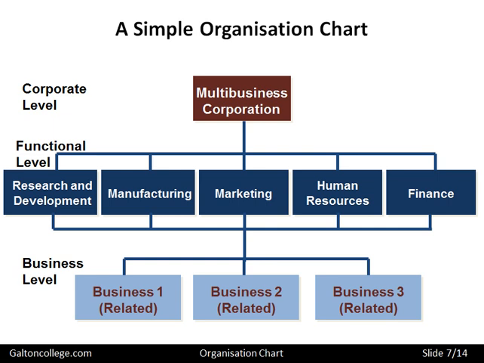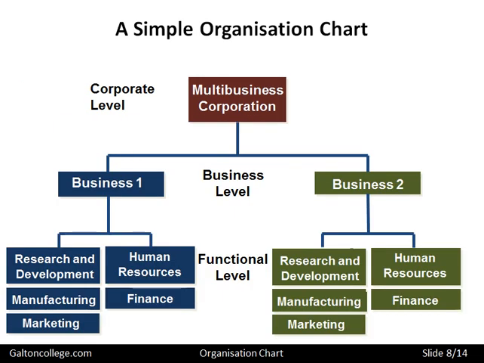Now it may be structured differently. Here we've got the corporate level, multi-business corporation, the functional level and the business level, but it could be structured like that. So we have, let's say, 2 businesses, and each of the businesses has their own functional areas. And in fact that's quite commonplace. But you need to contrast the advantages of having the functional areas under each business. So business 1 has got research and development, business 2 has got research and development. Business 1 has human resources and Business 2 has human resources.